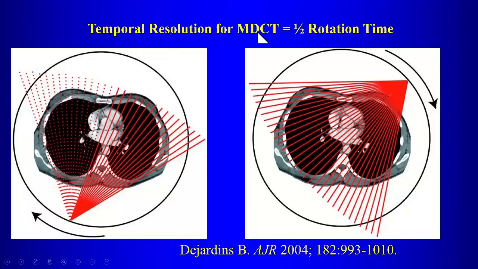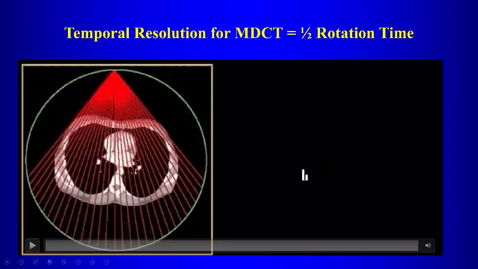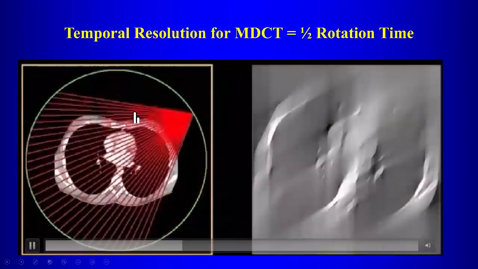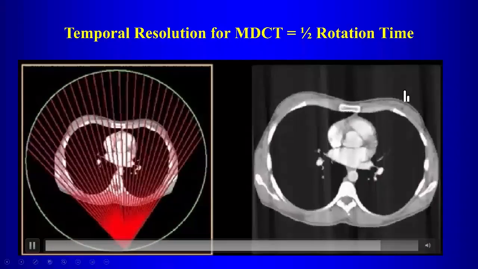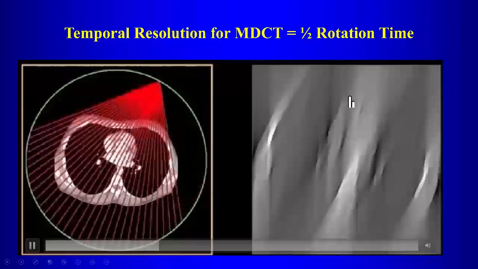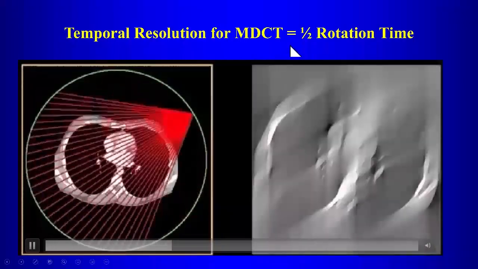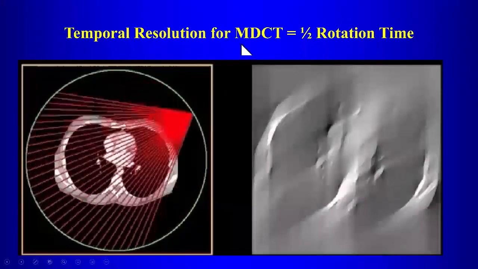Okay, so the best temporal resolution you can get is 1/2 of the rotation time. Because with 1/2 of the rotation, that gives you enough views to generate the data that you need to be able to generate your image. And so here's kind of an example of that. As the gantry goes around, here's what the image looks like. Once it goes around 180 degrees, now we have enough views to generate a diagnostic image. Okay, so the best temporal resolution that you can get is 1/2 of the rotation time.